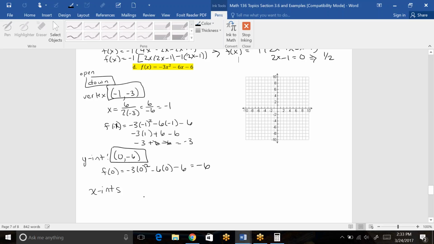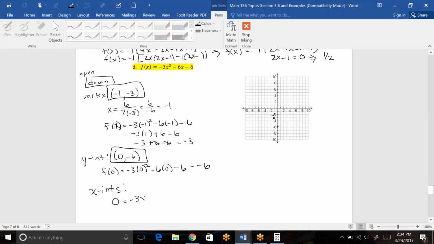For x-intercepts, I already know that this one's not going to have any, and I'll show you why. This is -1, -3. That's my vertex. My y-intercept is here. This parabola opens down. It's never going to cross the x-axis, but let's show you how you know that from the process.